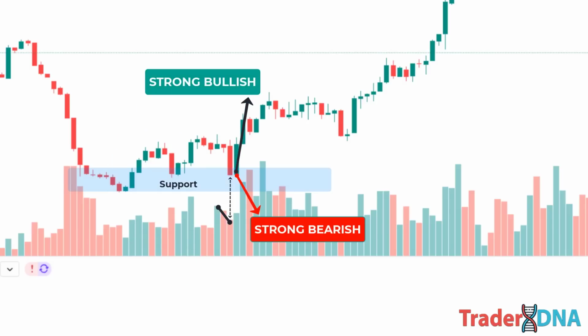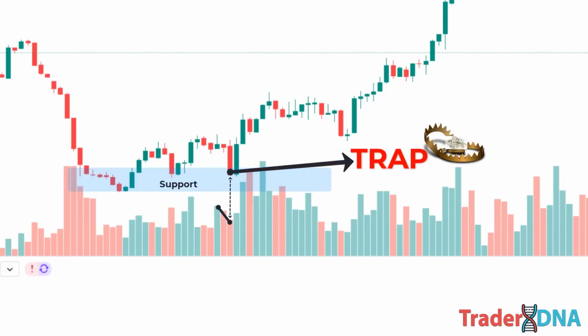But wait, there's another scenario. What if this giant bearish candle with low sell volume is actually a trap? A classic fake out designed by big market players who can temporarily control the price. Think about it. Just because we see a huge bearish candle doesn't mean the market is actually crashing.